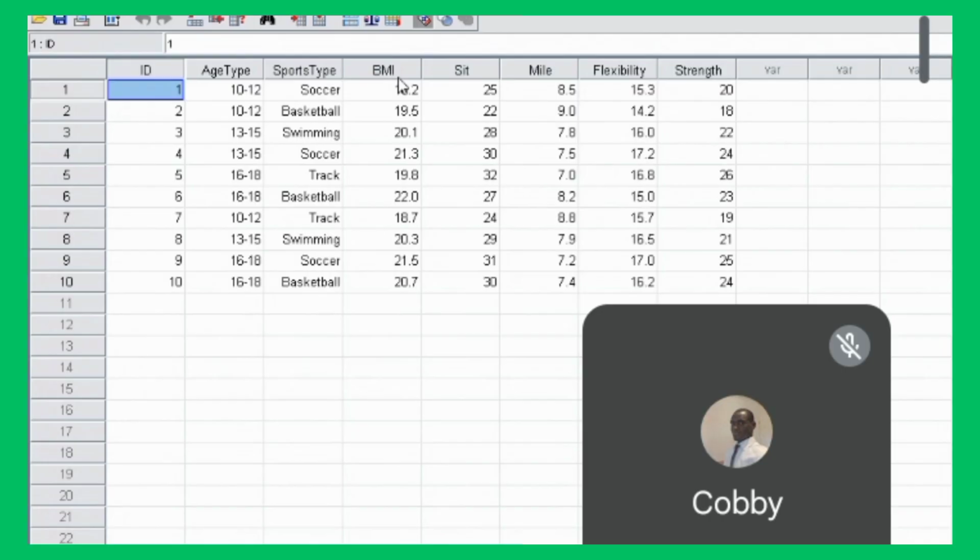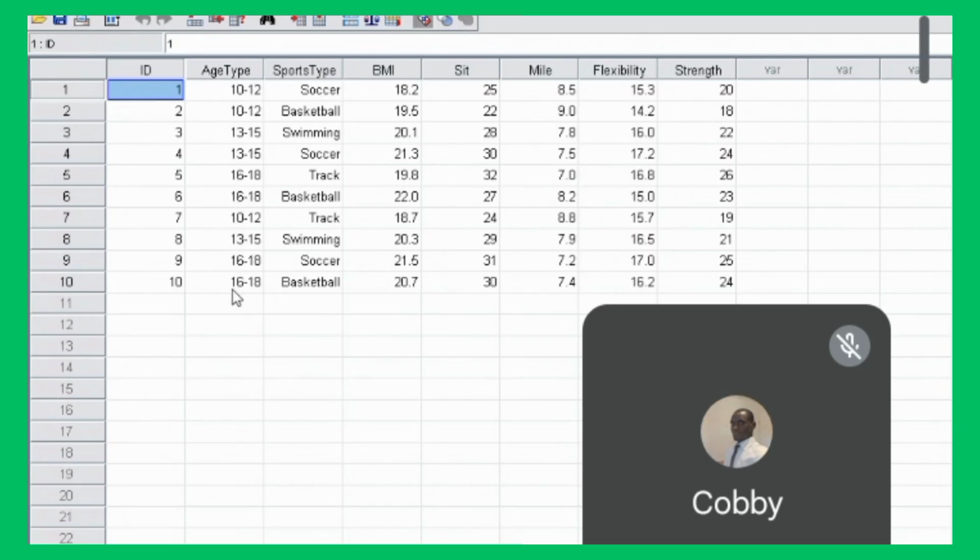Then for the independent variable, we are going to choose age. So we are going to say that the age group has an effect on BMI. So we are going to look at which age group is different from the other.